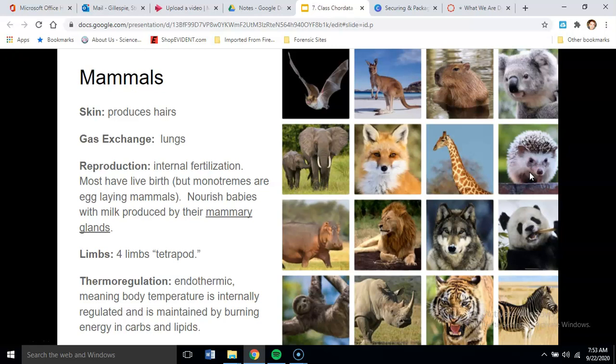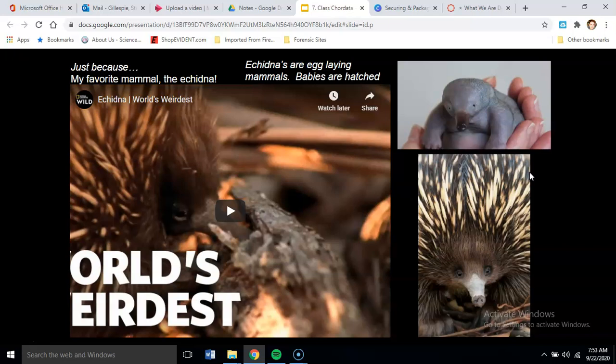They are 4-limbed, so they're tetrapods, and they're also endothermic, meaning their body temperature is internally regulated by burning energy from the food that they eat. And the echidna is Ms. von Bargen's favorite mammal.